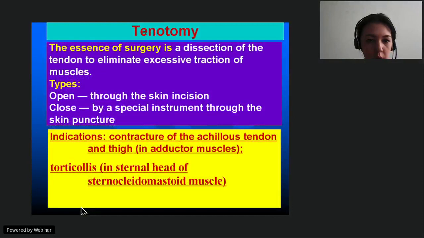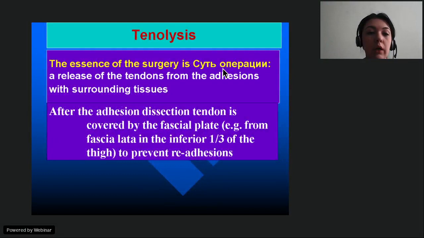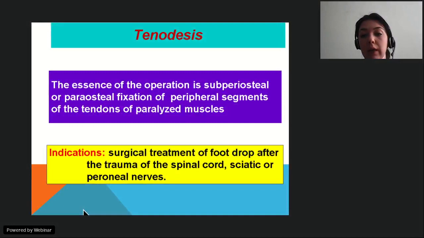Tenolysis. The essence of the surgery is to release tendons from adhesions with surrounding tissues. After the adhesion dissection, the tendon is covered by a fascial plate, usually from fascia lata in the inferior one third of the thigh, to prevent re-adhesions. Tenodesis. The essence of this operation is subperiosteal or paraosteal fixation of peripheral segments of the tendons of paralyzed muscles.